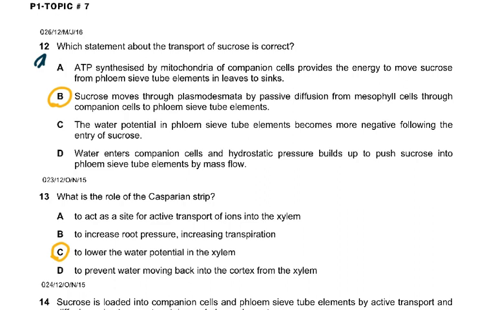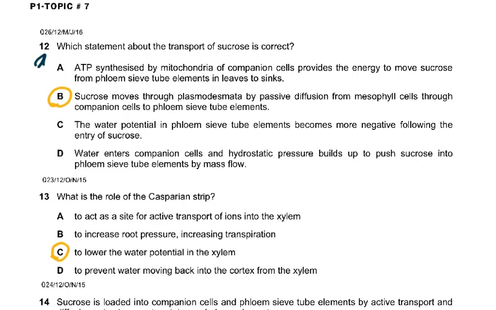ATP synthesized by mitochondria of companion cells provides the energy to move sucrose from phloem sieve tube elements to leaves, to sinks. The answer B was correct because it makes sense. Sucrose moves through plasmodesmata by passive diffusion from mesophyll cells through the companion cells to the phloem sieve tube elements. So B was correct, the rest are all wrong.